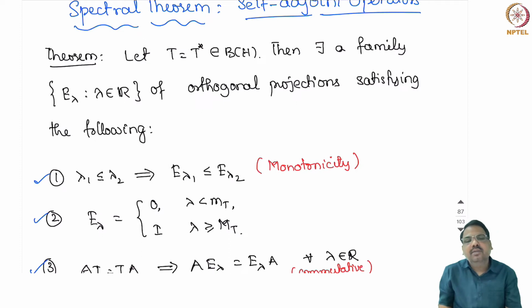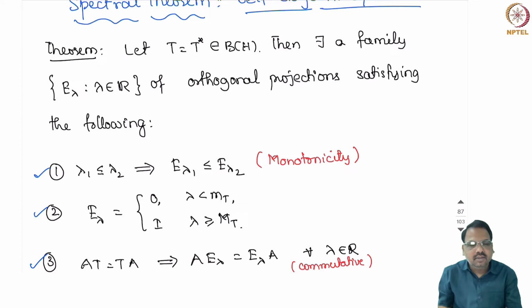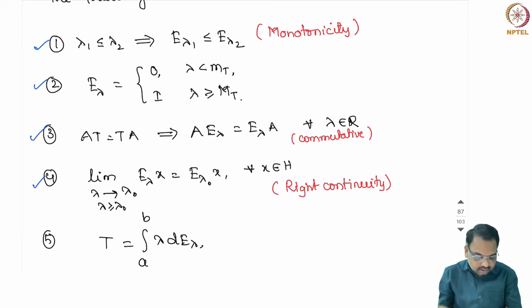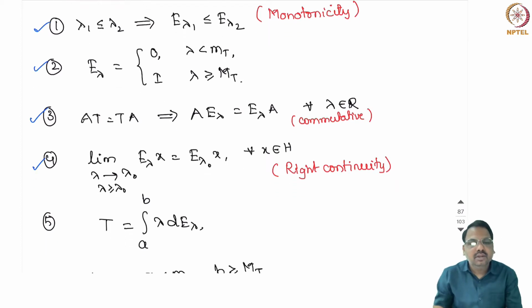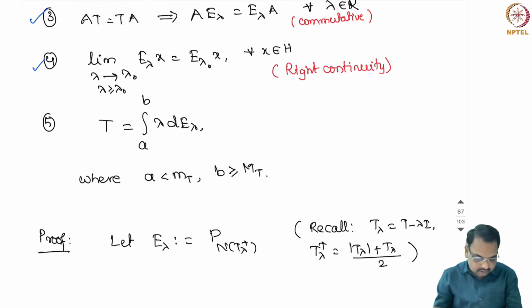If T is a self-adjoint bounded operator, we have shown that there exists a family of orthogonal projections E lambda satisfying the following conditions. That is, they are monotonic: whenever lambda 1 is less than or equal to lambda 2, then E lambda 1 is less than or equal to E lambda 2, and E lambdas are supported on the spectrum of T. That means E lambda equals 0 when lambda is strictly less than the lower numerical bound, and E lambda is identity when lambda is bigger than or equal to the upper numerical bound. And if A commutes with T, then each projection E lambda commutes with A, and it is also right continuous.